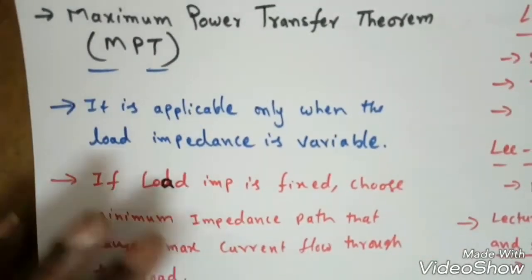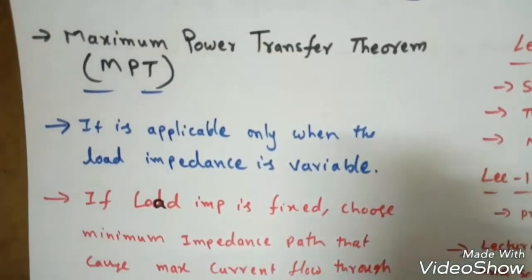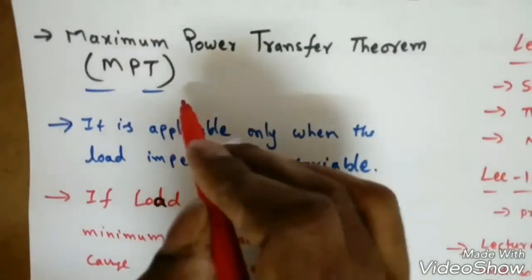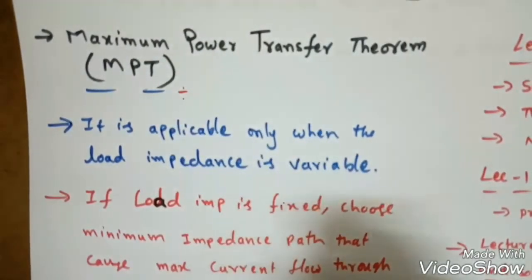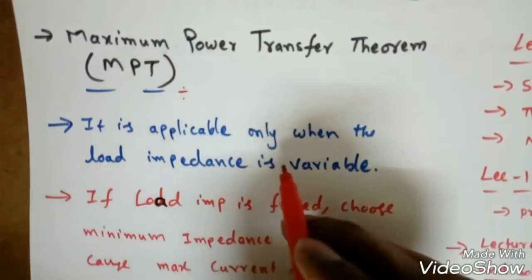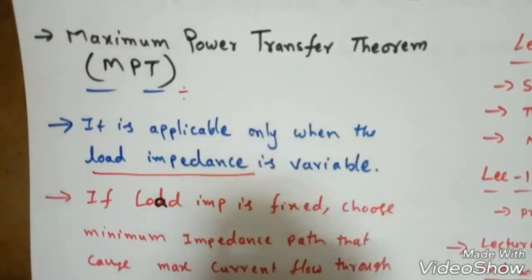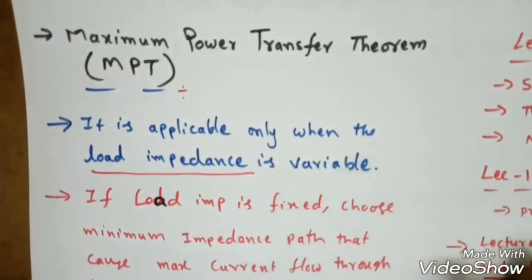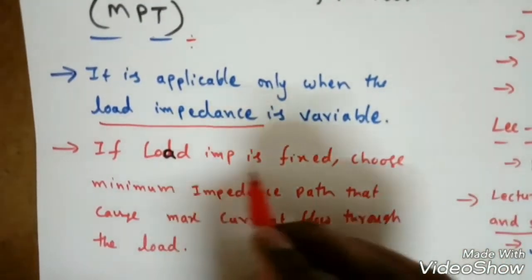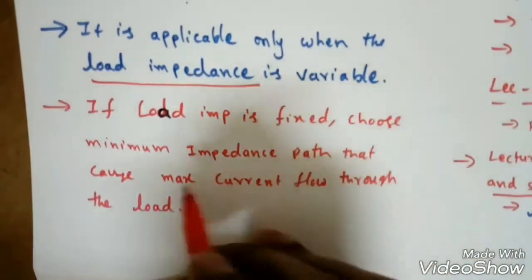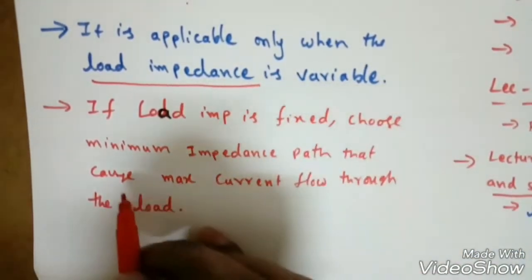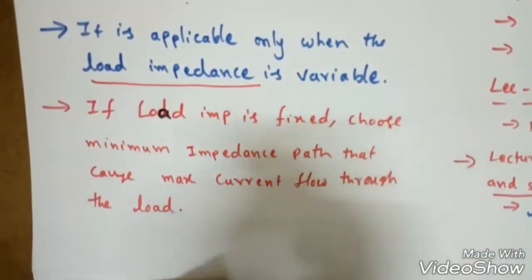Next we will see what the maximum power transfer theorem is. Now, what are the limitations, or where can we apply this theorem? It is applicable only when the load impedance is variable. If the load impedance is not variable, if it is fixed, what is the condition? If the load impedance is fixed, choose the minimum impedance path that causes maximum current flow through the load.